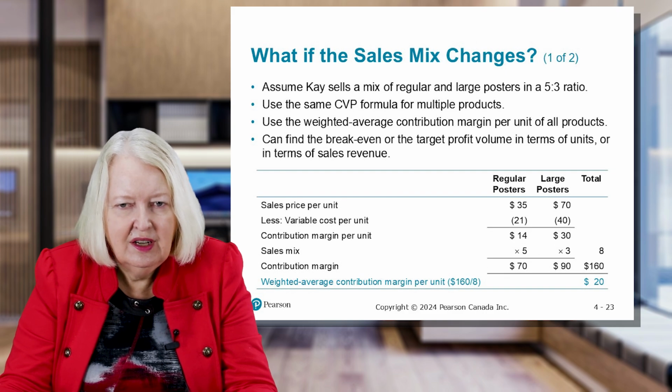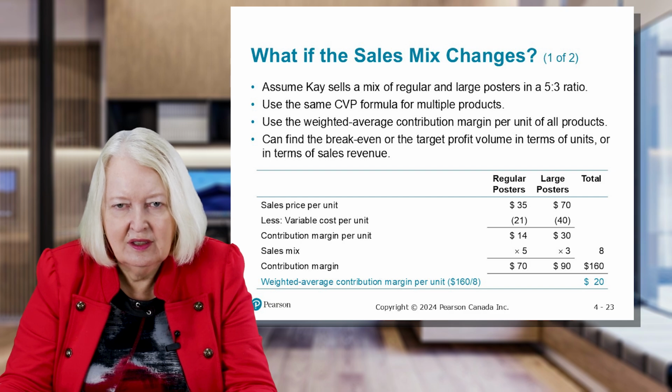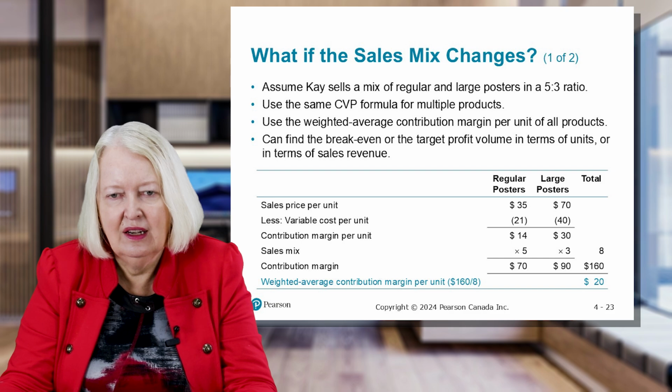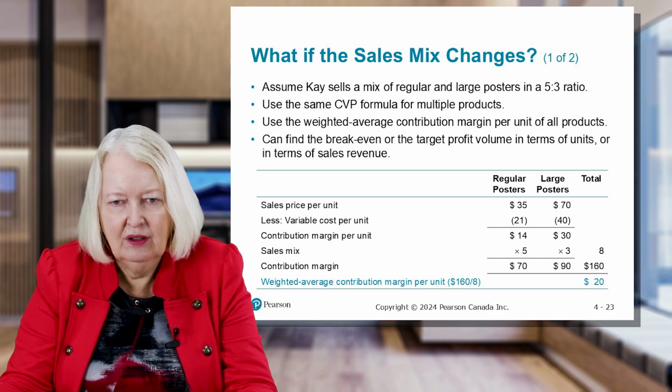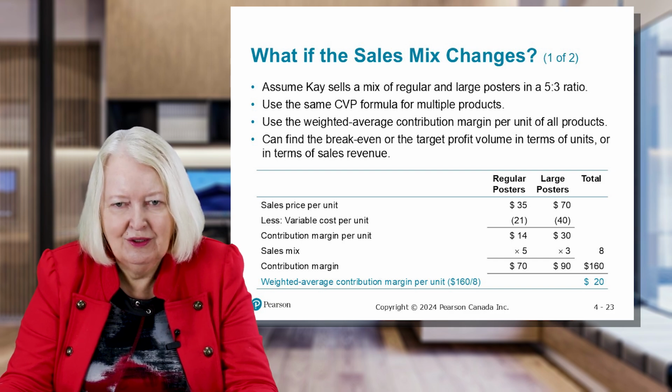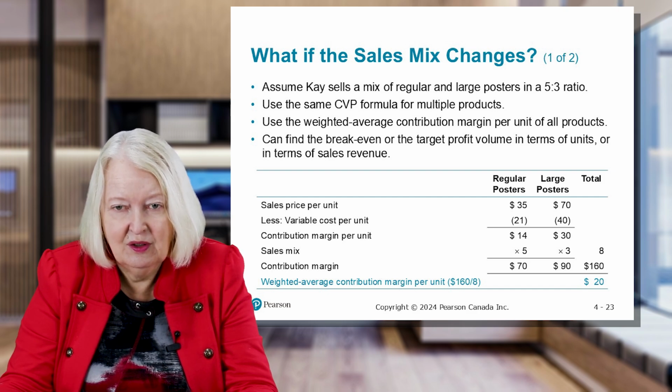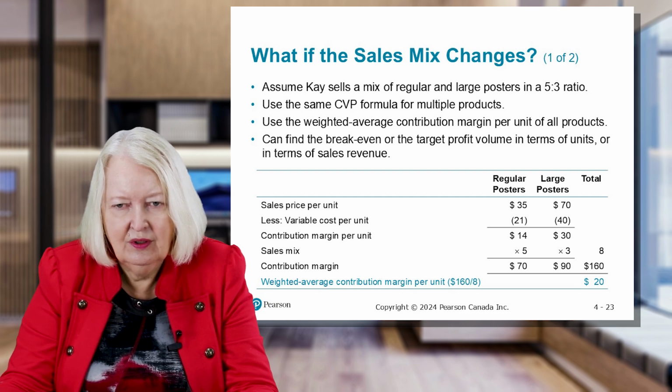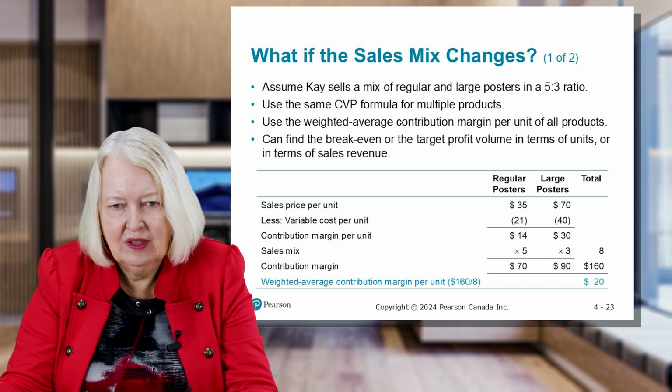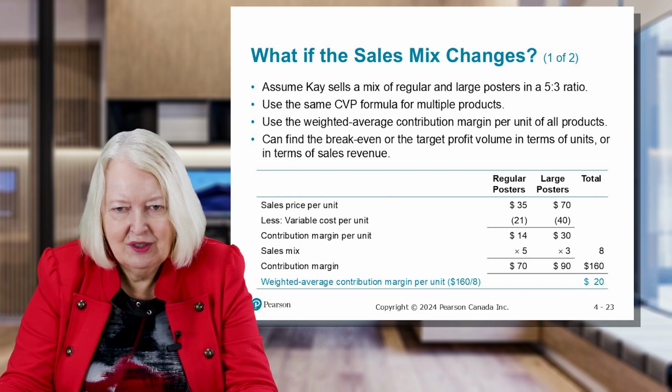Another scenario is, what if the sales mix changes? Assume she's selling regular size posters and large posters. The regular, that's the one that we've already been working on, the $35 in selling price and the variable costs of $21 and so on. So what you're doing here is you take the contribution margin of both products on a combined basis, so it's 160. And in total, they're selling 8 posters. So the contribution margin on a weighted average basis is $20 per unit.